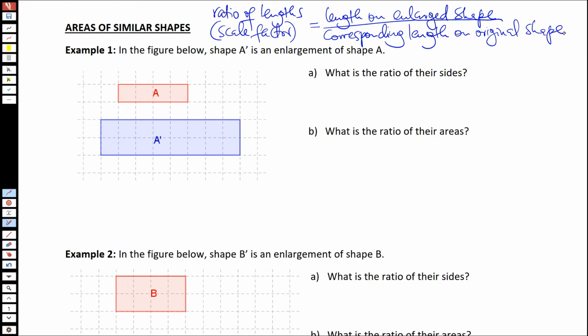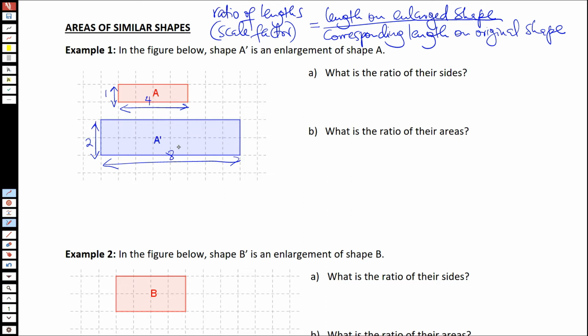So when a shape is enlarged, it will always be the original shape. Like in this case, in example 1, A is the original shape. And the information that you're provided with here is that shape A dash is an enlargement of shape A. Okay? And let's look at the corresponding lengths in these two shapes. So from here to here is 1 unit, and that will be 2 units. And also, if we look at the sides, that is 4 units, and that is 8 units.